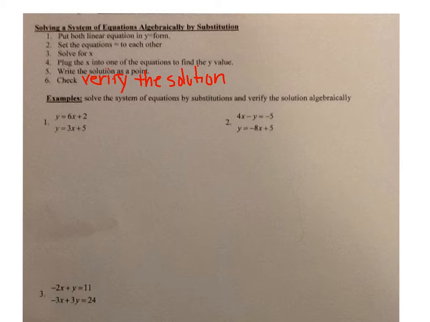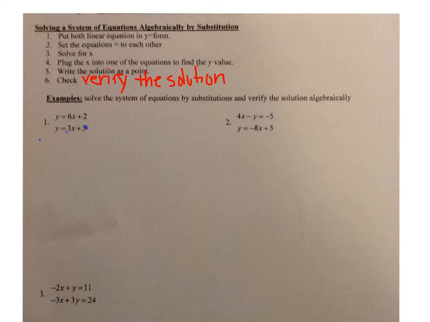All right, so let's take a look at number one. So number one, I have y equals 6x plus 2, and the other equation is y equals 3x plus 5. They are both in y equals form. That takes care of the first step. Put both in y equals form. They both are. Now we're going to set the equations equal to each other, and I can do that because they're both equal to y. It's like taking one, if this is y, and substituting it in for that y there. Okay, so we set them equal to each other.